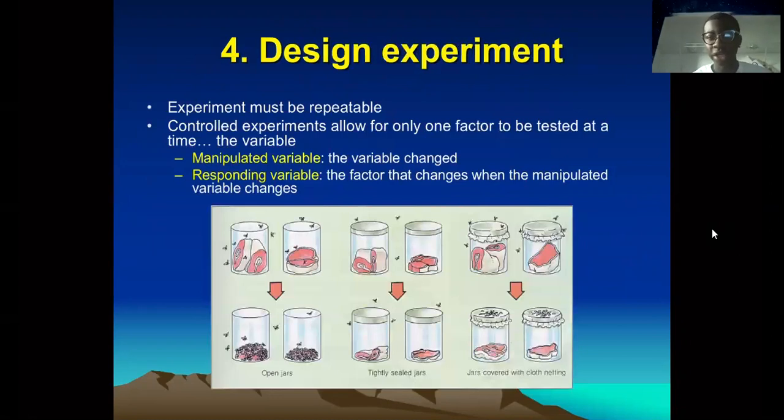Number 4, design an experiment. Experiments must be repeatable. Controlled experiments allow for only one factor to be tested at a time, which is the variable. The manipulated variable is the variable that changes. The responding variable is the factor that changes when the manipulated variable changes.